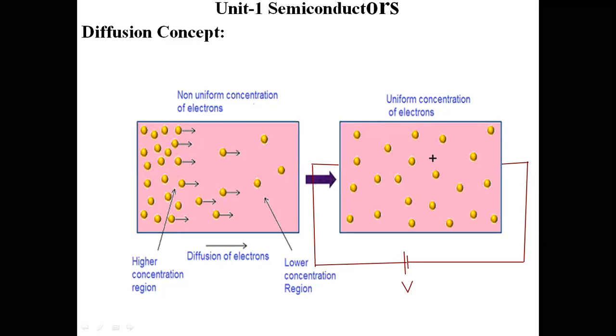Similarly, this diffusion process is a natural process. I am not going to apply any sort of voltage supply for this diffusion. Automatically, the electrons which are present at the high concentration level will diffuse towards the low concentration level.